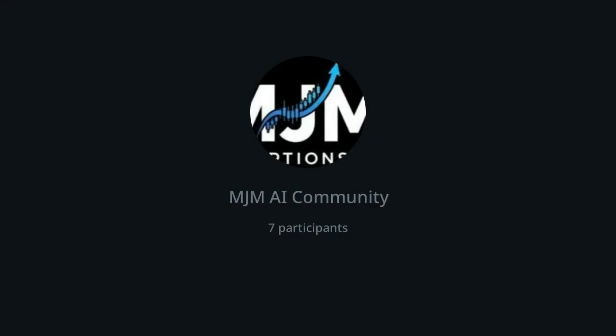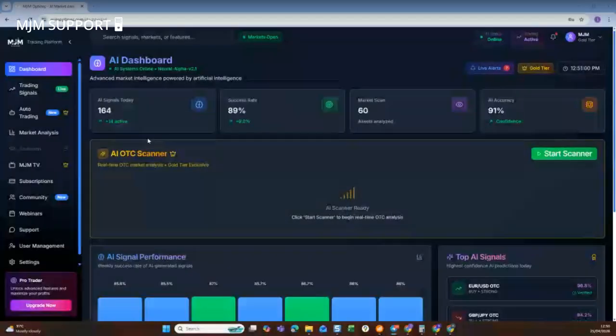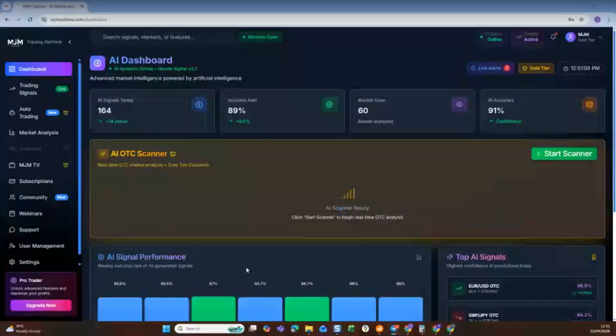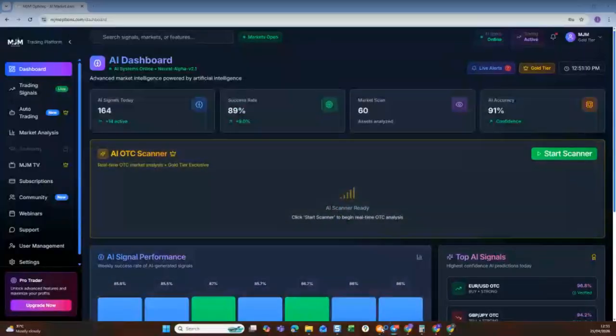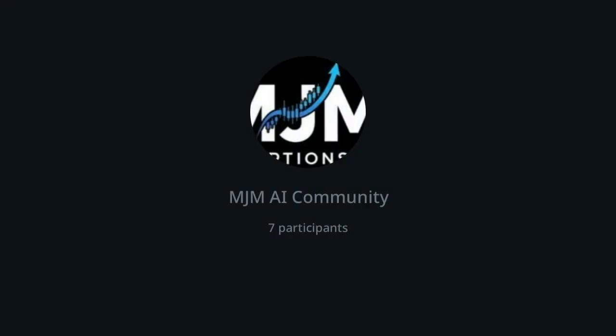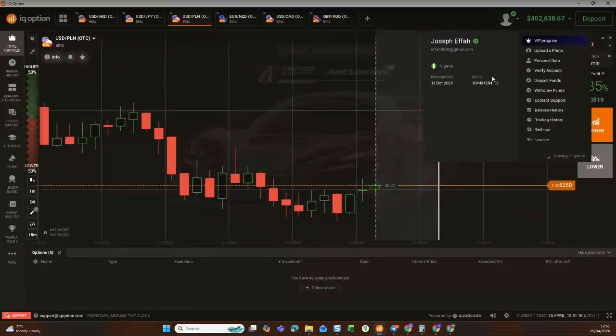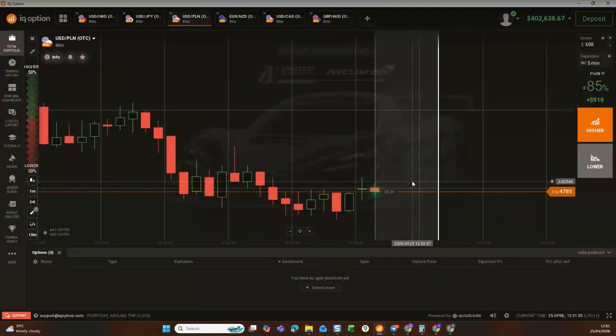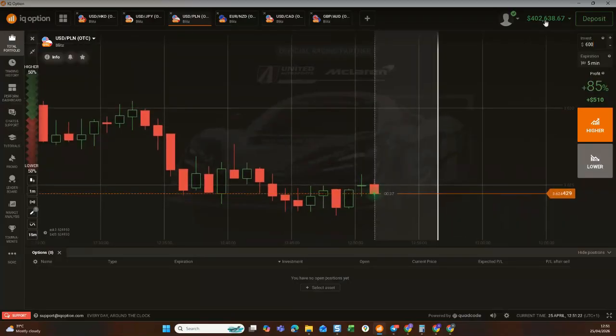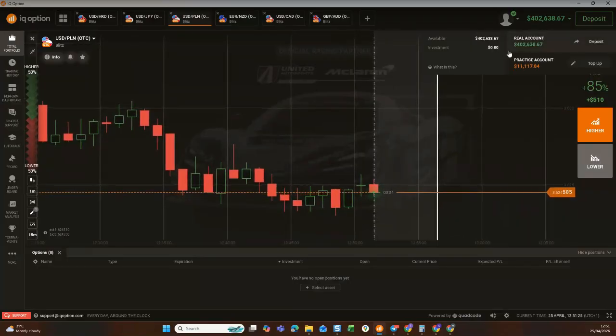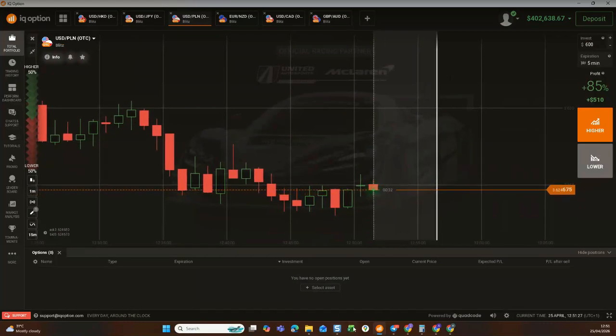So this space is open. Now, for those of us who are new here, how do you get access to AI? It's very, very simple. It's a three-step process. The first step is for you to register on mjmoptions.com. The moment you register, you send me the email you registered with. The second step is for you to register on IQ Options using our link, go to your profile, copy your user ID, and send that to me. The third and final step is for you to fund your IQ Options account that you're about to trade, and that would unlock this AI permanently. So that's basically how it is.